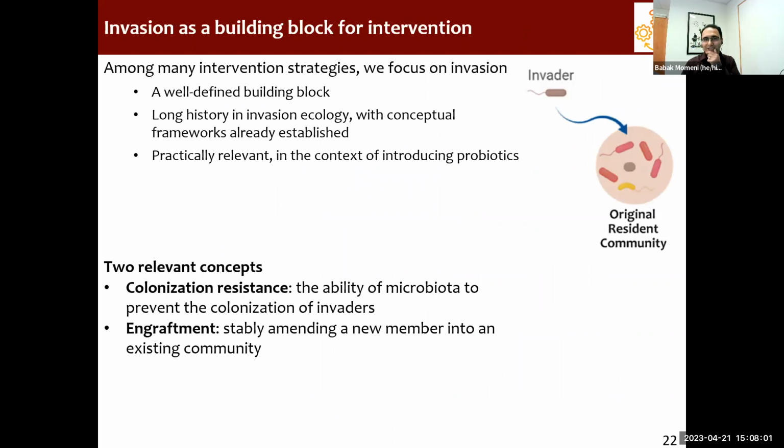So to investigate intervention, we chose invasion as our building block. You can do intervention in many different ways, and we decided to look at invasion as the way that we examine how well we can intervene. The reason was that invasion itself is a relatively well-defined process, so you can have a clear readout of whether the invasion was successful or not.